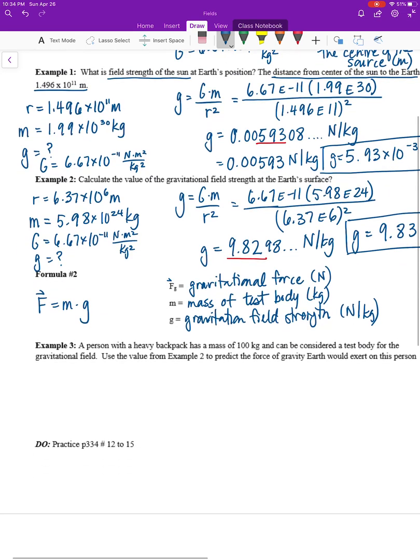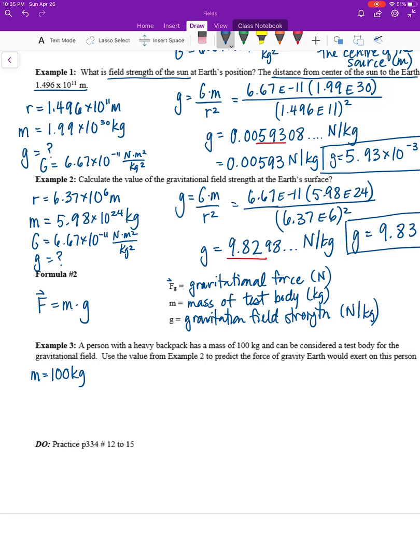Okay, so let's take a look at this question here. A person with a heavy backpack has a mass of 100 kilograms and can be considered a test body for the gravitational field. Use the value from example 2 to predict the force of gravity Earth would exert on this person. So now we're not interested in the mass of the source, we need to know the mass of the test body. So that's going to be 100 kilograms.